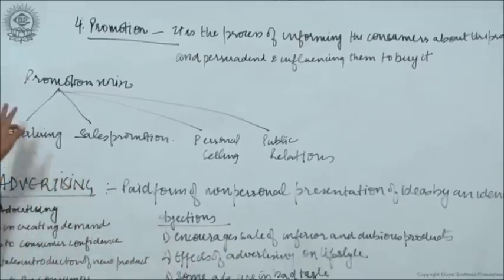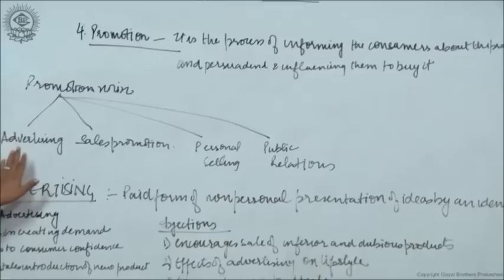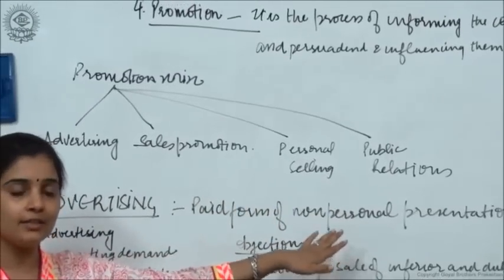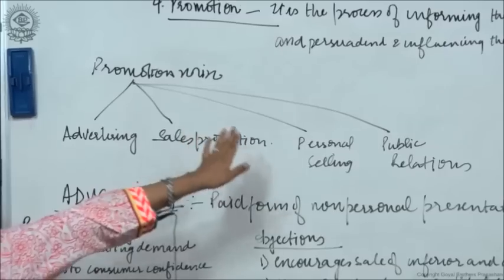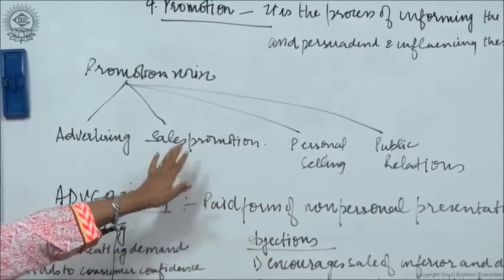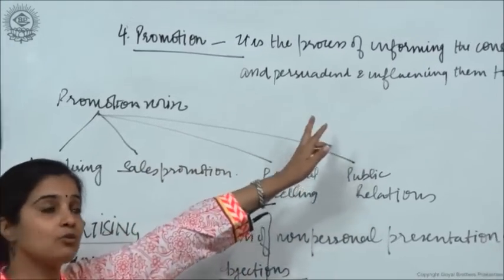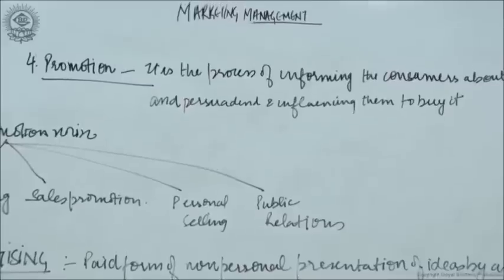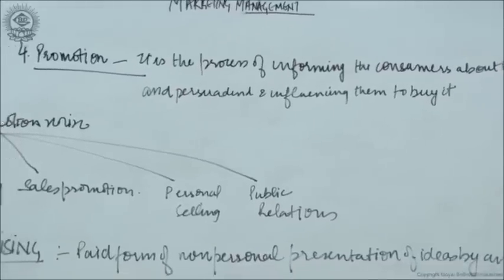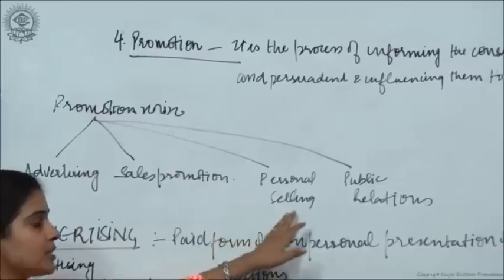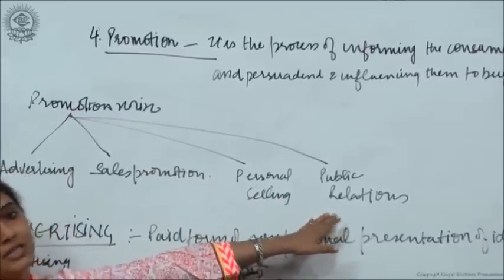Now there is something called the promotion mix. Promotion mix is a sum total of all the activities which are undertaken in order to inform the target market about the product and its price, as well as to persuade and influence them to buy the product. The different ingredients of a promotion mix would be advertising, sales promotion, personal selling and public relations.